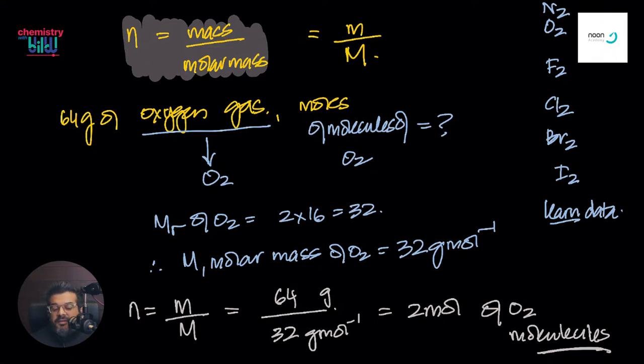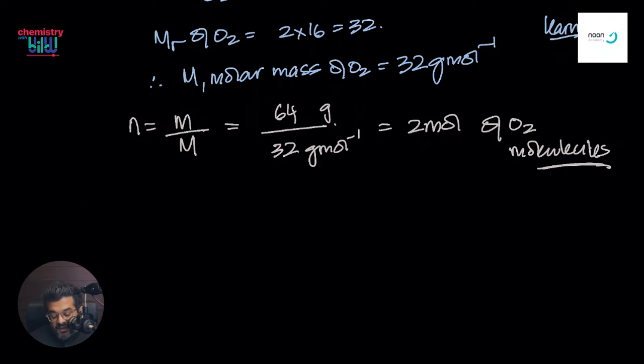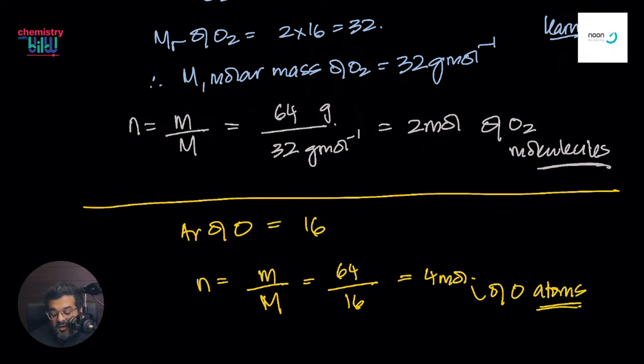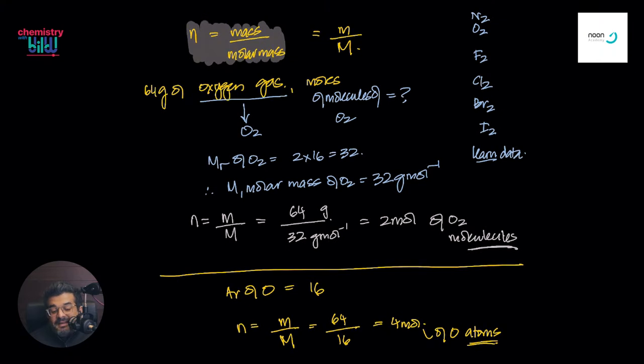Saad was asking, what if they ask how many moles of atoms? They will not say 64 grams of oxygen atoms. They'll say 64 grams of oxygen, but how many moles of atoms are there? There are 2 ways to do that. One is to do it the same way as this and get 2 moles of oxygen molecules. But you know that O2 has 2 atoms, so if you have 2 moles, you have 2 times 2. Or you can directly use the AR. Since they only talk about atoms, the AR of oxygen is 16, and you use 64 grams over 16 grams, that's 4 moles. So this will be 4 moles of oxygen atoms, not molecules. Does it make sense?